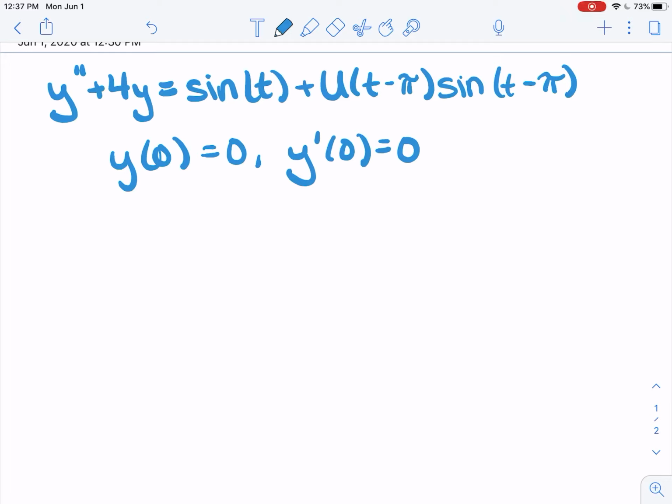So we have a step function where something is turning on in the forcing at time pi. So we are expecting a response in the solution at time pi, and we'll see that as we get to the solution. So let's start.